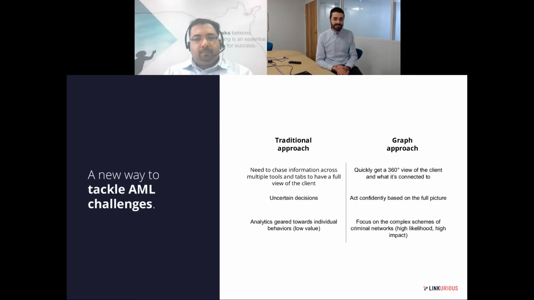Finally, legacy analytics are geared toward thresholds and individual behaviors. So this approach brings a lot of false positives, and it fails to identify the smart criminals who know how to bypass simple rules. Linkurious Enterprise helps compliance teams implement a complementary approach, which is focused on the detection of suspicious relationships. This approach helps identify the sophisticated fraud and money laundering networks that represent for financial institutions the biggest threats that they face.